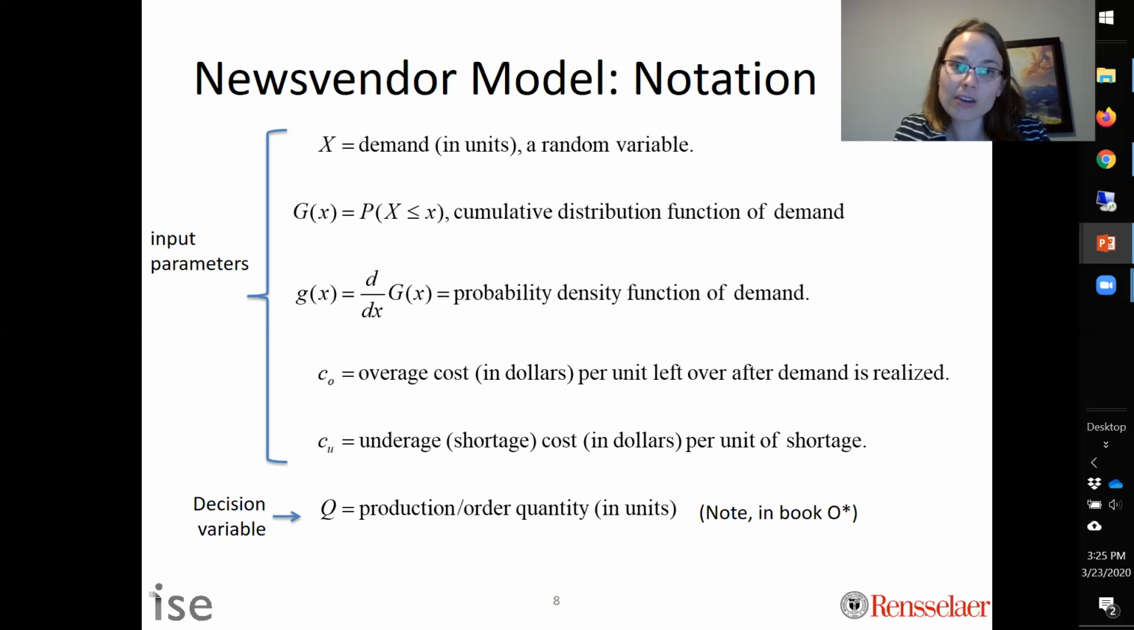And then we also need to know the overage cost in dollars per unit, and the key here is per unit, left over after demand is realized, and then the underage or C of U, or sometimes C of S, is the underage or shortage cost per unit of shortage. So these are both per units, and they should be in the same units. Here, I'll just give them in dollars. And then what do we determine? We determine Q star, and that's the production or the order quantity and number of units. One thing to note, if you're looking at the book, this is O star, but O is weird because it looks like 0, so I converted it to Q.